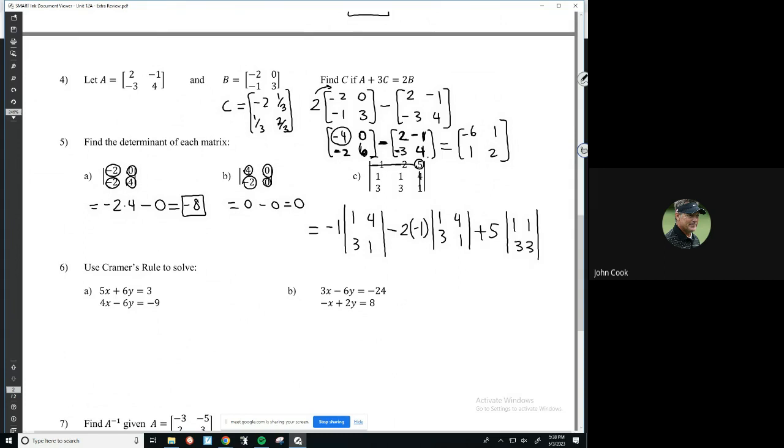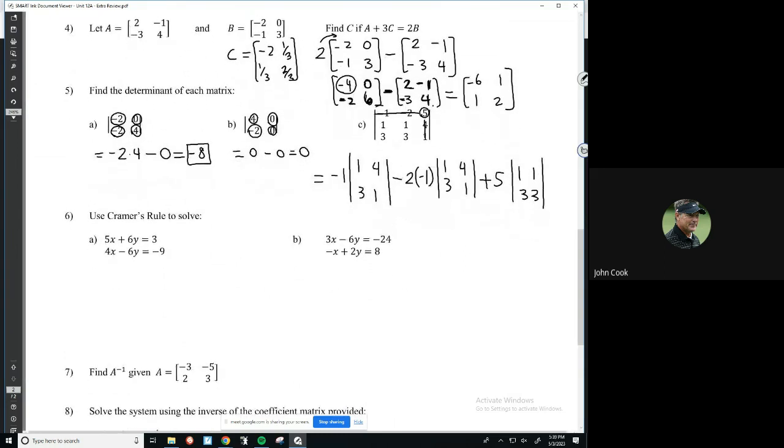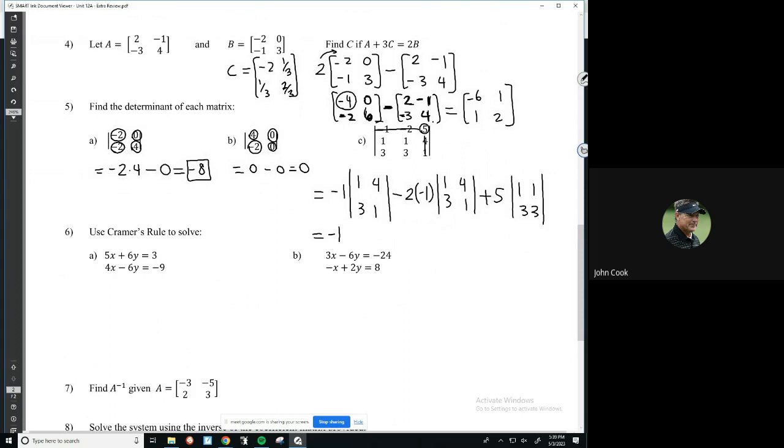All right. And then I just do the algebra for all this, and that gives me my determinant. So I have -1 times the determinant of a 2 by 2, where I multiply the diagonals together. So 1, and then subtract away the other diagonals. So 12. And then plus 2 now, because the negative times the negative is a positive. And then this determinant, 1 times 1 is 1, minus 3 times 4 is 12. And then plus 5 times parentheses, 1 times 3, so 3, minus 3 times 1, which is also 3.